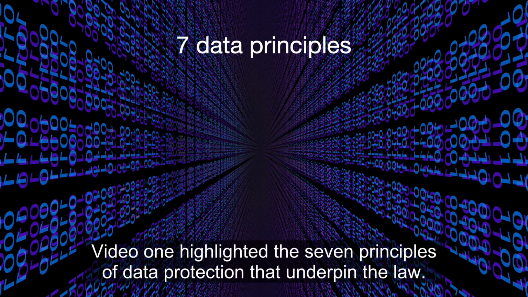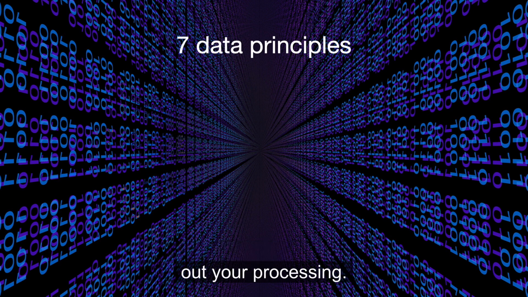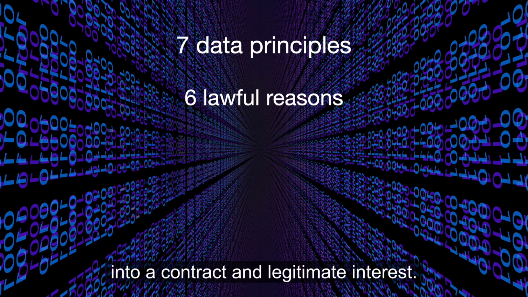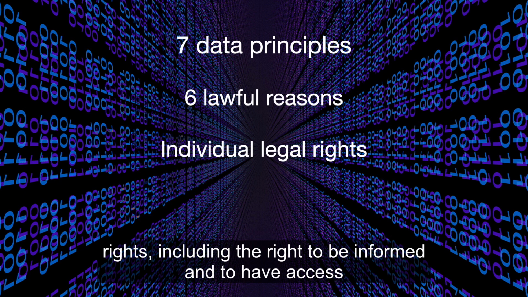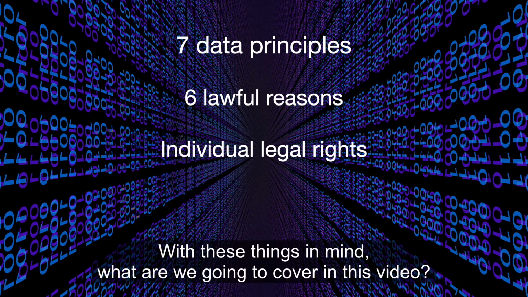Video 1 highlighted the 7 principles of data protection that underpin the law. One of these is that you must have a lawful reason to carry out your processing. There are 6 lawful reasons, including consent, entering into a contract, and legitimate interest. We ended the first video explaining that individuals have a range of legal rights, including the right to be informed and to have access to the data you hold on them. So, with these things in mind, what are we going to cover in this video?